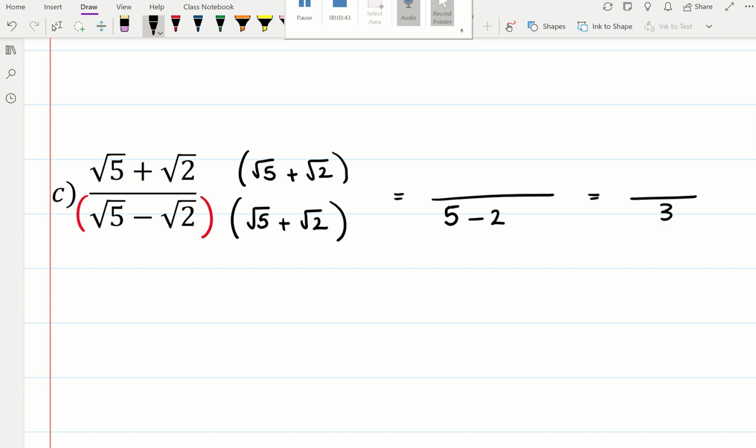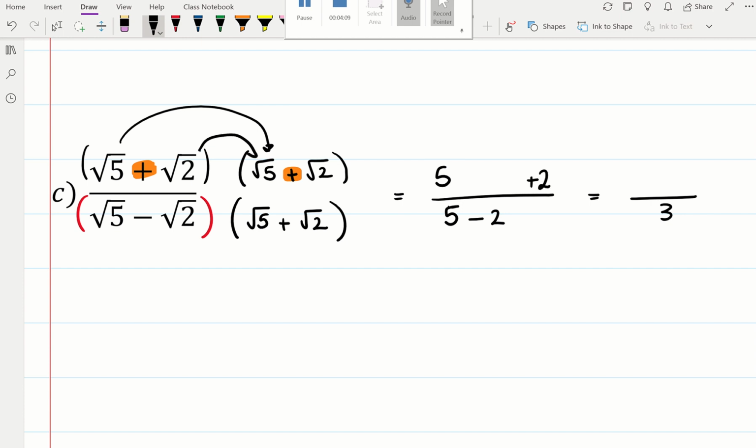But the top has the same sign, so it's going to be a much more complex multiplication than that. I'm still going to have root 5 times root 5. So I'm still going to have the 5. I'm still going to have the plus root 2 times a positive root 2. So that's a plus 2.